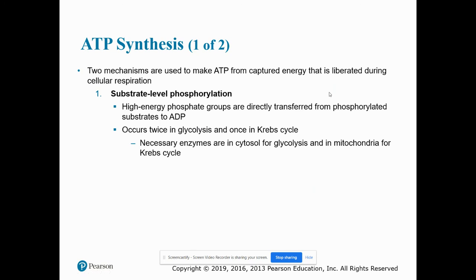There are two mechanisms that are used to make ATP from captured energy that is liberated during cellular respiration. The first is substrate level phosphorylation. This mechanism does not make nearly as much ATP as the other mechanism does. But with this mechanism, high energy phosphate groups are directly transferred from phosphorylated substrates to ADP. This occurs twice in glycolysis and once in Krebs. And the necessary enzymes are in the cytosol for glycolysis and in the mitochondria for the Krebs cycle.